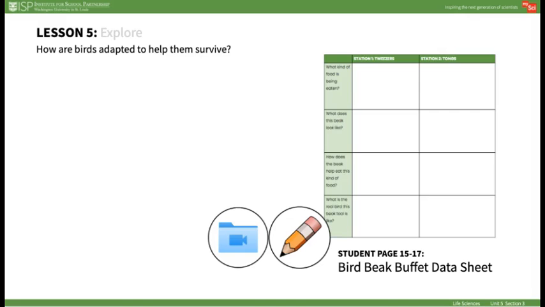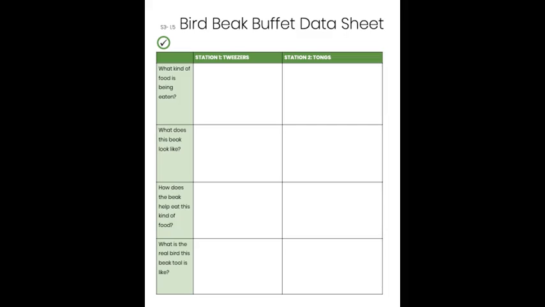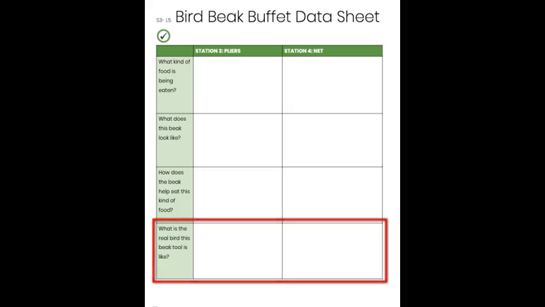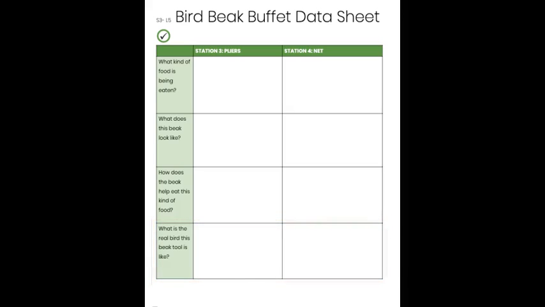In the Explore, ask what questions they have about bird beaks, then explain that their task today is to figure out how to pick up the bird food with the bird beak at each station. Students will also need the bird beak buffet data sheets on Student Journal page 15, 16, and 17 to record their observations. The last row of boxes should be reserved for students to complete after they have visited all of the stations.